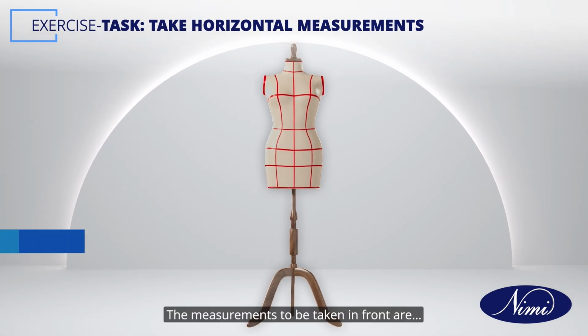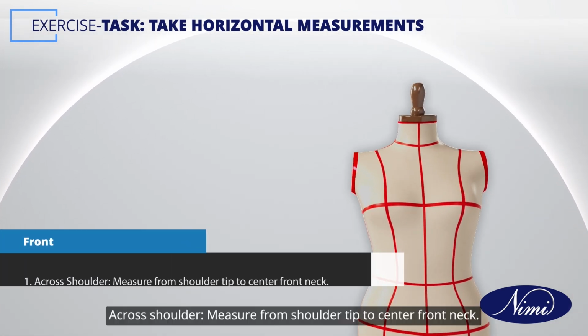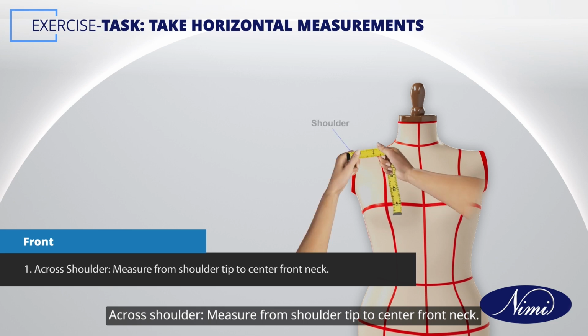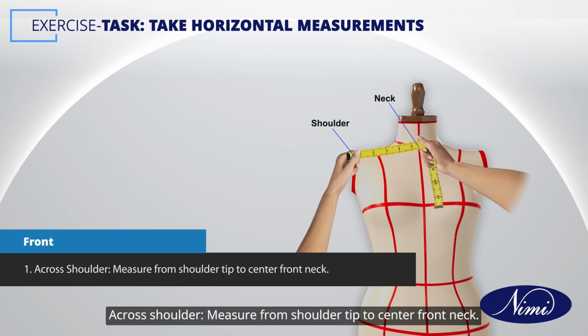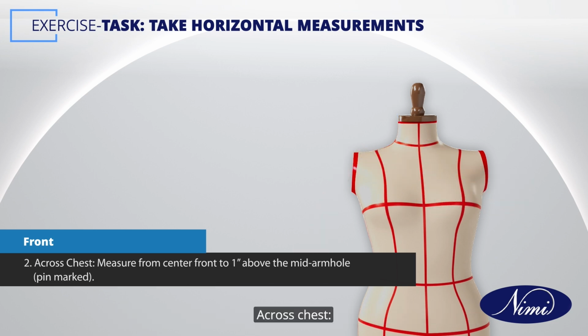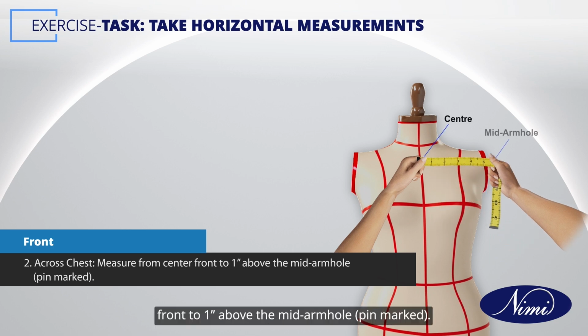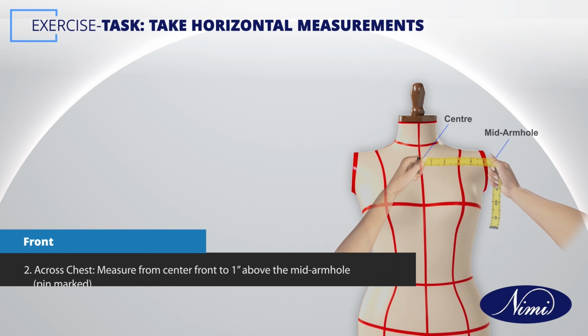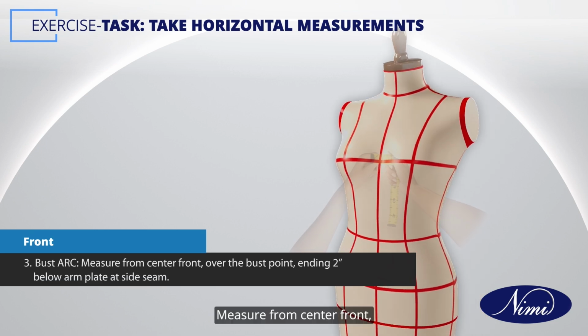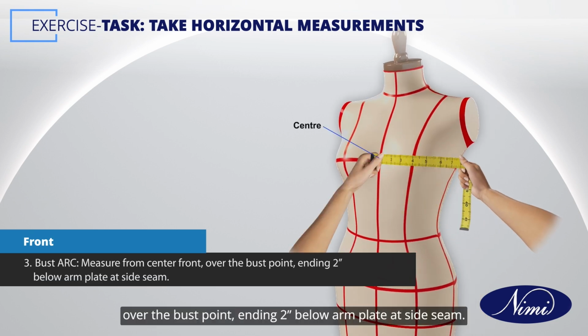The measurements to be taken in front are across shoulder. Measure from shoulder tip to center front neck. Across chest. Measure from center front to 1 inch above the mid armhole, pin marked. Bust arc. Measure from center front over the bust point ending 2 inches below arm plate at side seam.